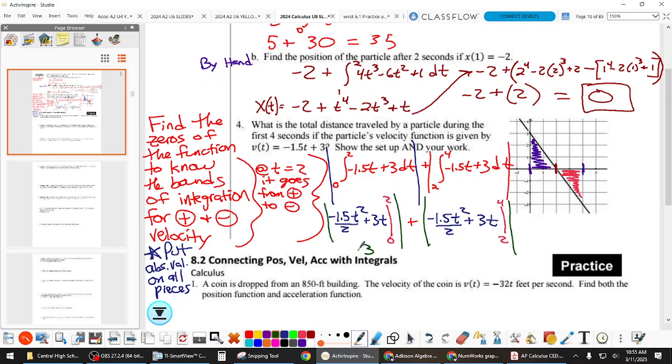Times negative 1.5 is negative 12 plus 12. So that's 0. And then plug in 2. So shouldn't this be 3 too? 3 also? No, I got negative 7 for that, because for the first one, when I plugged in 4 to the 1.5, I got negative 6. Because if you take t squared, that's 16. Over 2 is 8, and 8 times 1.5 is negative 12. Oh, I think I did 6.